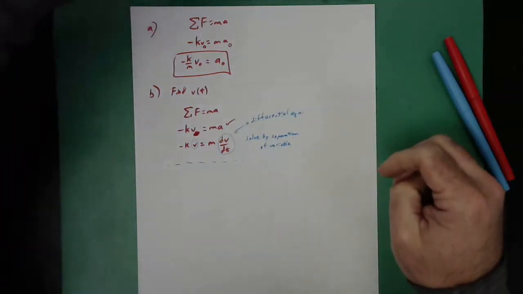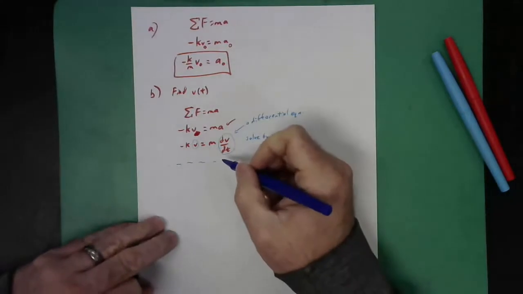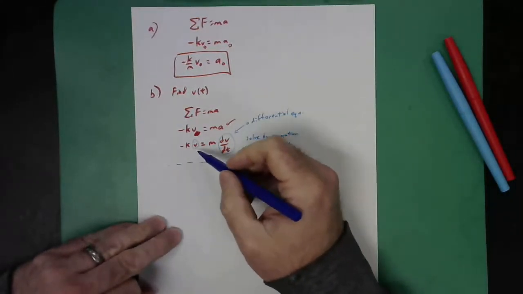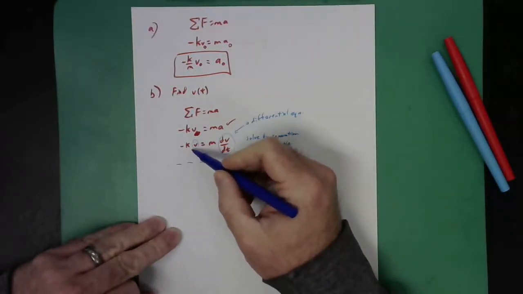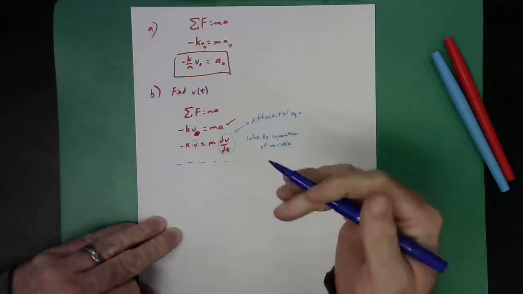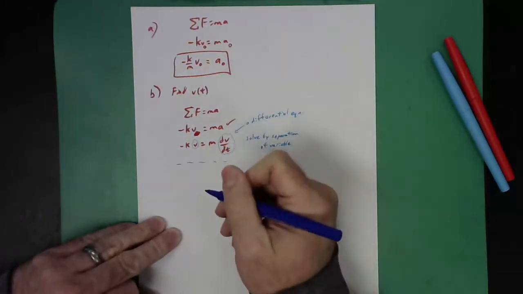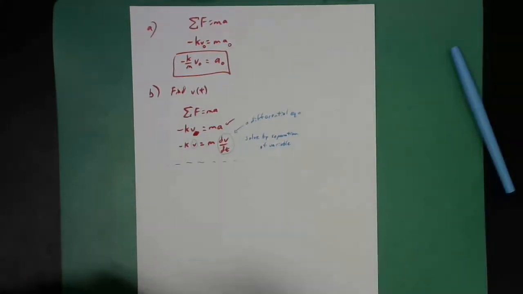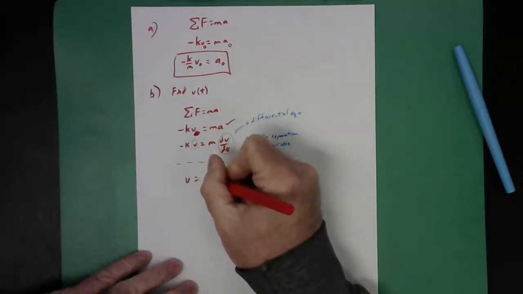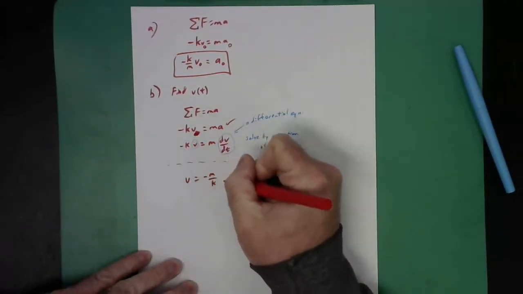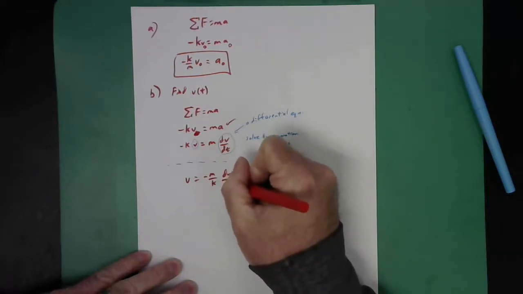The way I like to do this is the first step I'm going to do is get a coefficient of +1 on my variable. That's just the first step I like to do. So I'm going to divide through by -k. If I do that, I will get v is -m over k dv dt.